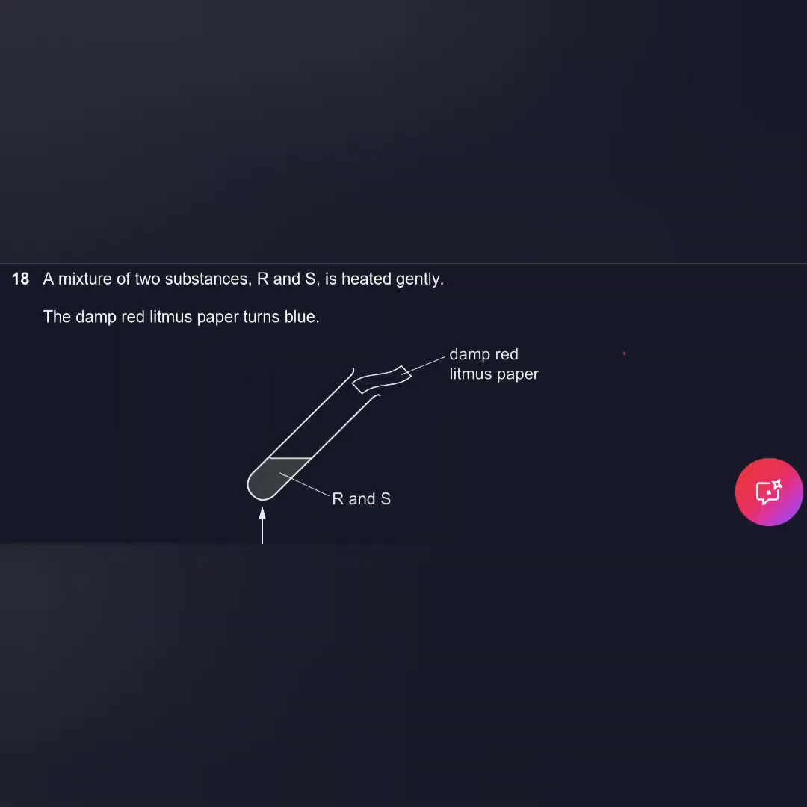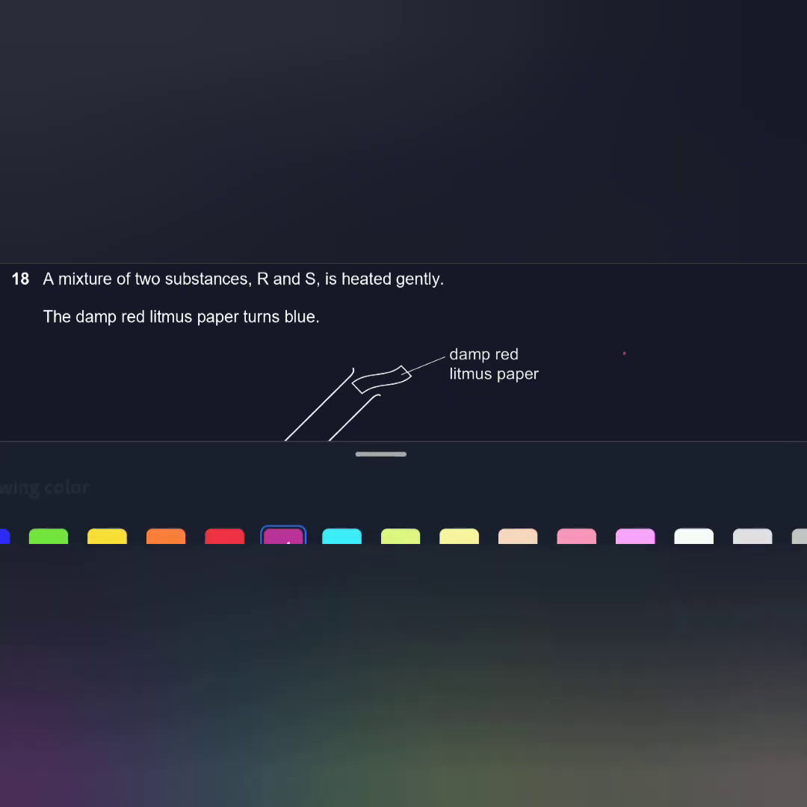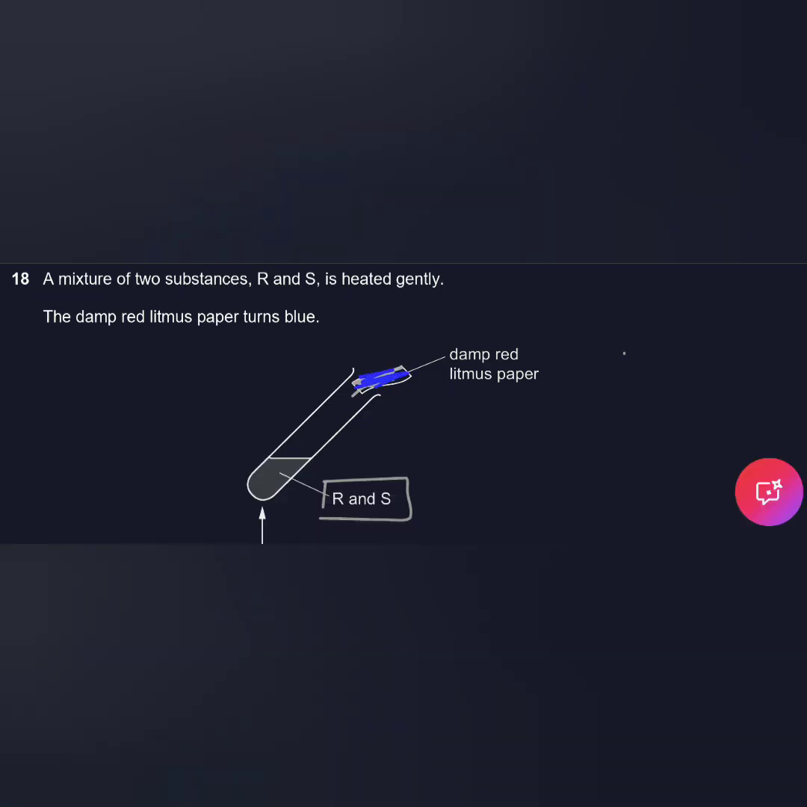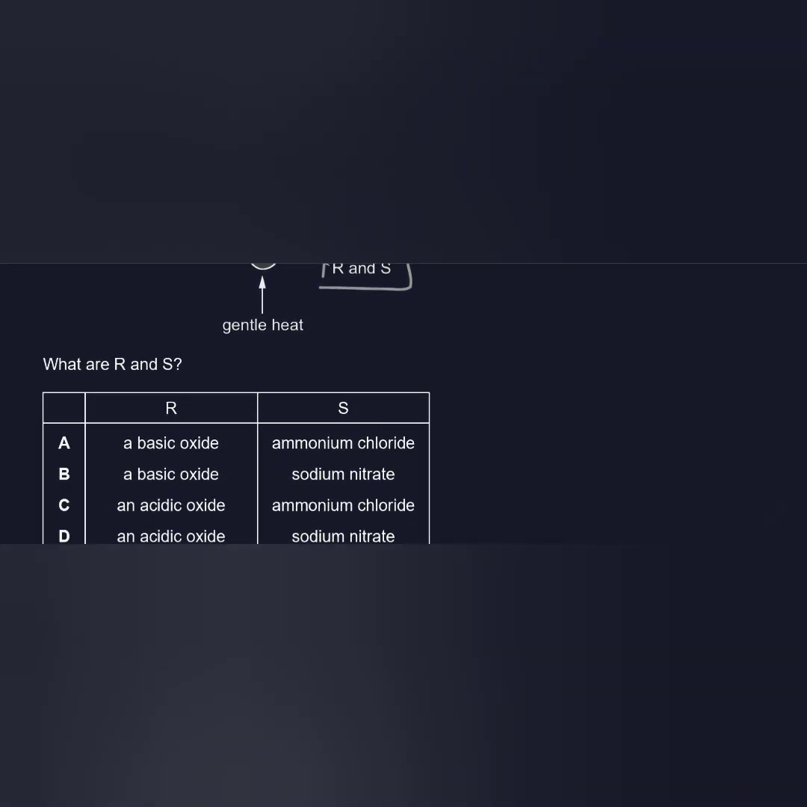A mixture of two substances R and S is heated gently. So we have a mixture that contains both R and S. The damp red litmus paper turns blue. We have inserted a litmus paper that is red in color, and it changes from red to blue after some time. So we have to look at the options, which of the following substances is present in the mixture. We have to identify what R and S are.